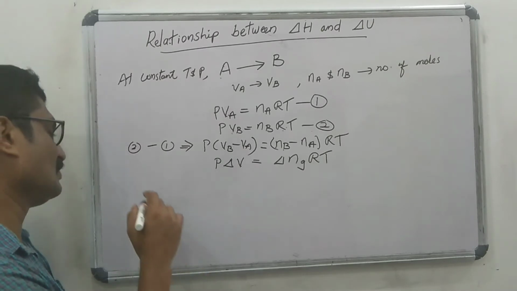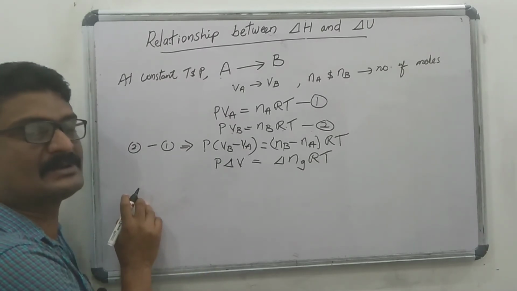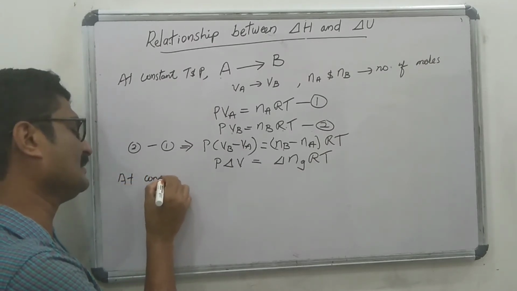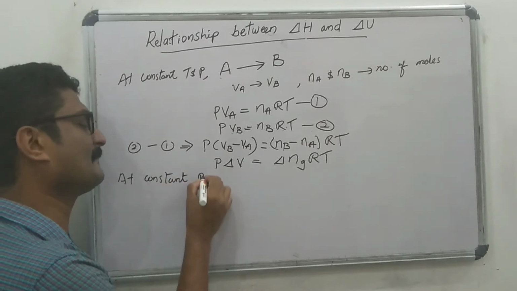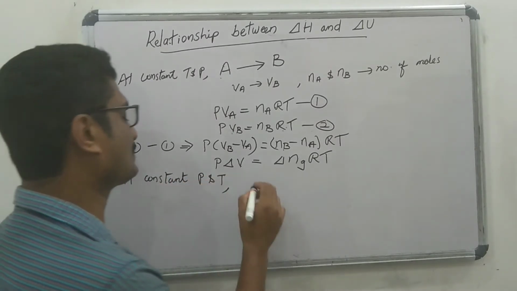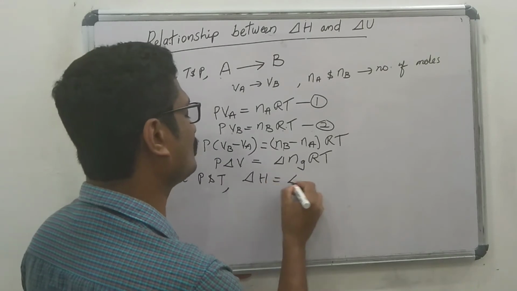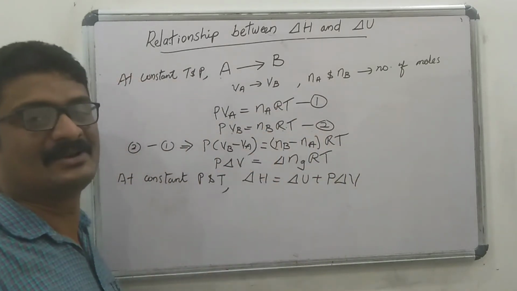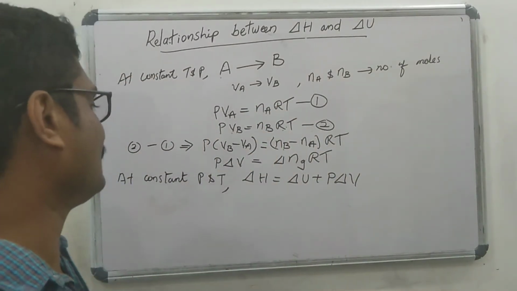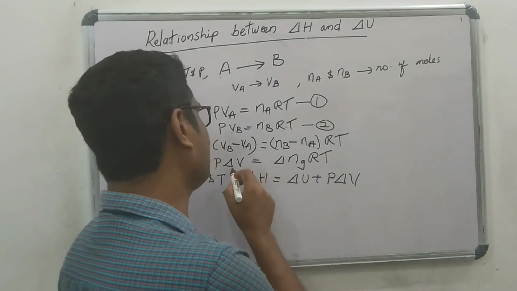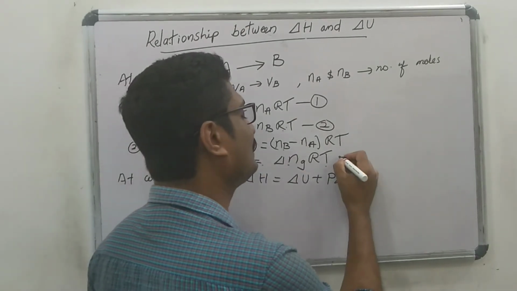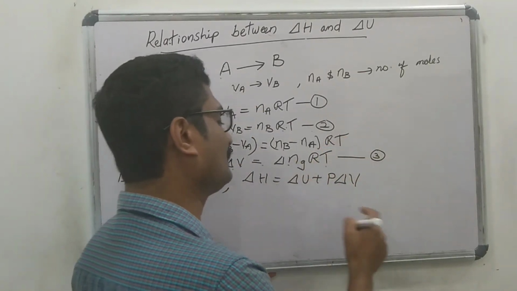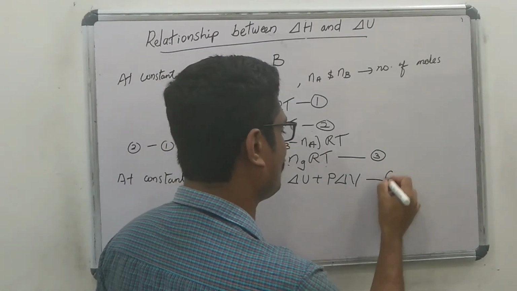Then already we have learned a mathematical expression at a constant temperature and pressure, that is delta H equal to delta U plus P delta V. Delta H equal to delta U plus P delta V. Yes, P delta V equal to delta NgRT. Let us consider this equation as equation 3. Then this equation is taken as equation 4.